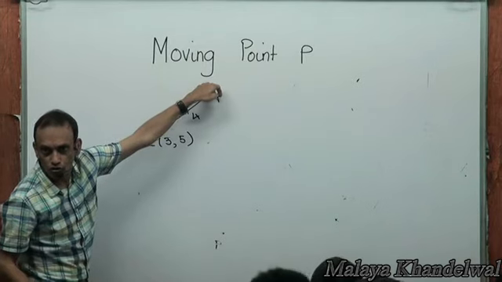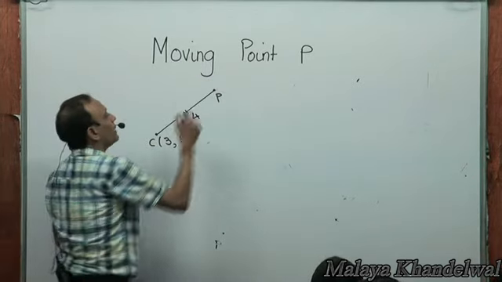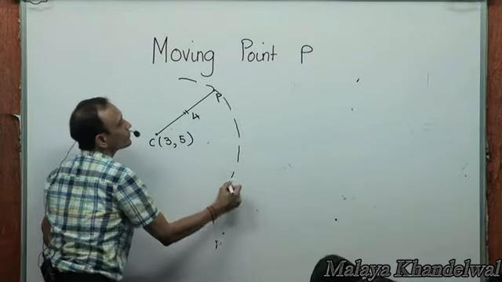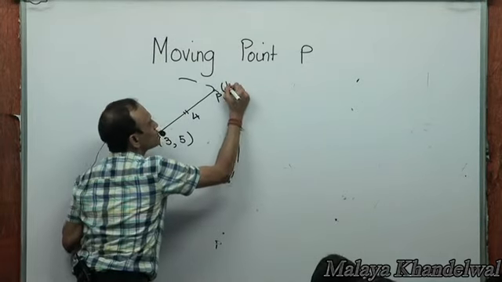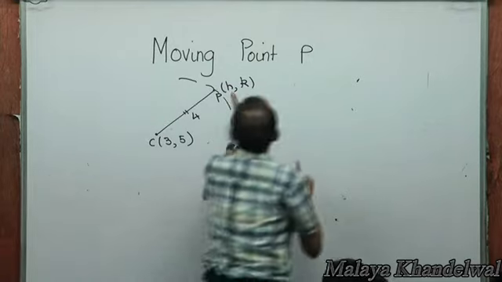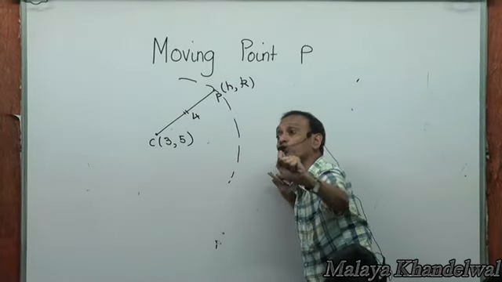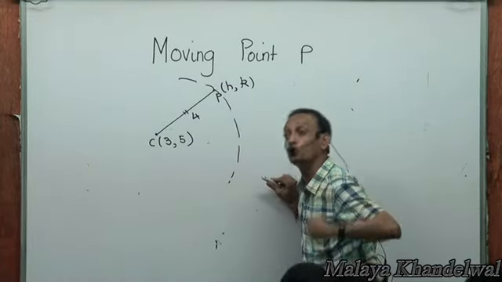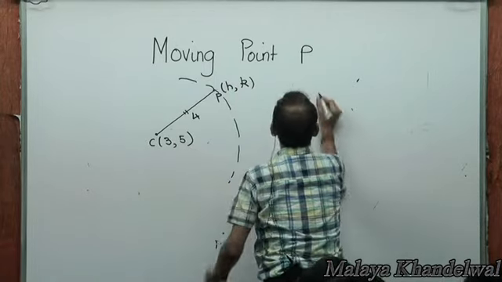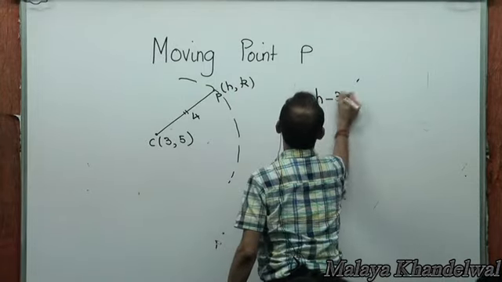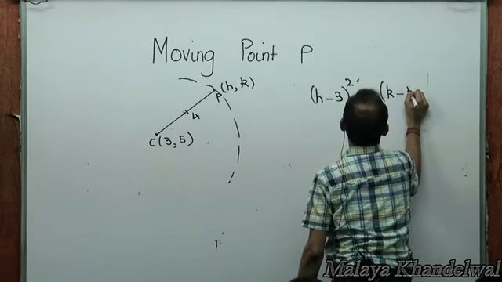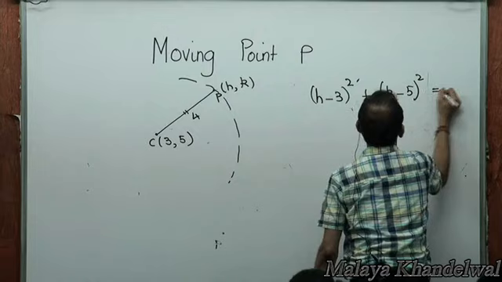Right? Now, while P describes its trajectory, this is the procedure that we follow. Say, at any given instant, suppose h comma k is some specific point on the trajectory of P, that means on the locus of P. Then, by the distance formula, h minus 3 whole square plus k minus 5 whole square must be 4 squared.